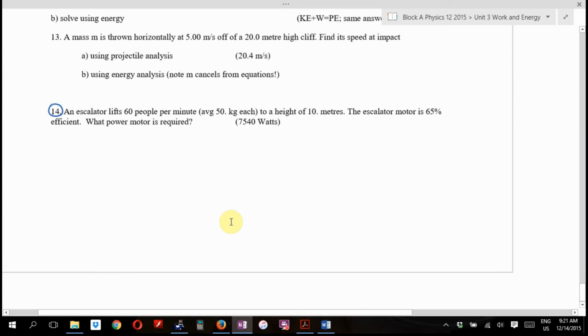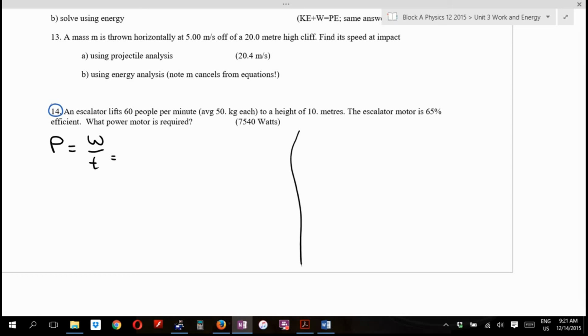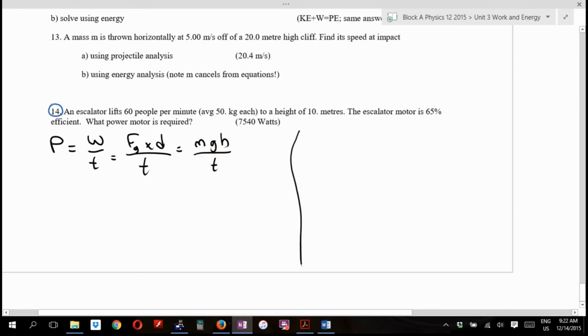Let's figure out how much power we need if the motor is 100% efficient, and then we'll figure out what the motor really is. You okay with that? So power is work over time. For an escalator, what force is the motor doing work against? Force times distance over time. Which force does an escalator do work against? Okay, so this is going to be mgh over time. You okay with that so far?